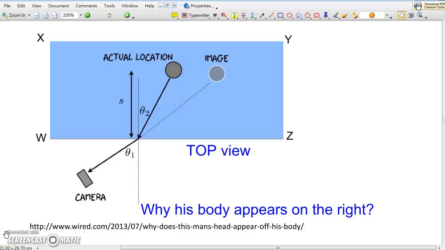And let's do it again. In top view, light travels in water and bends away when it goes into air. Produce the refracted ray backwards. Do it again. Produce the refracted ray backward. So you may locate the image, which is on the right.